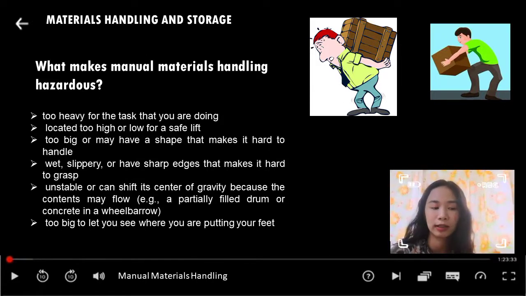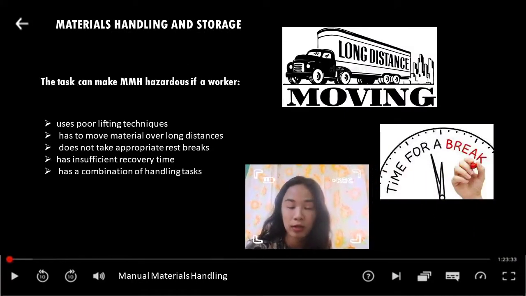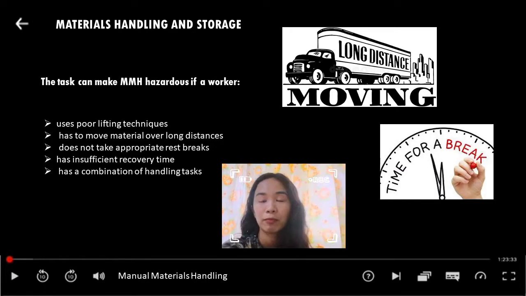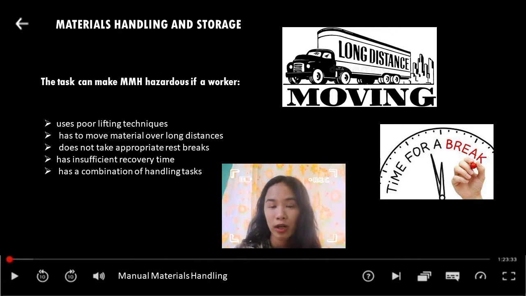So let's proceed to the tasks that can make manual materials handling hazardous if a worker uses poor lifting techniques. Examples of poor lifting techniques are lifting too fast, or too low with back bent. That's why the worker should practice the lifting techniques to avoid accidents. Next, when the worker has to move the materials over long distances. So when the worker needs to move a bunch of boxes over a long distance, it could lead to an accident. Especially when the worker's knees get weak, the worker may slip on the floor before they could even put the materials where they are supposed to be.